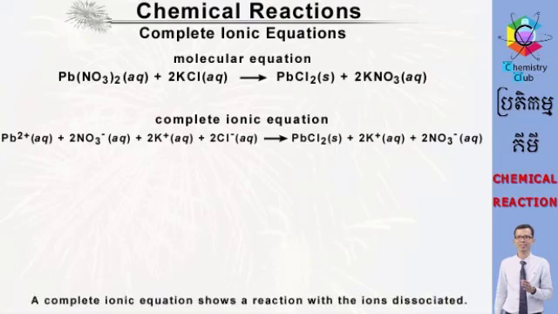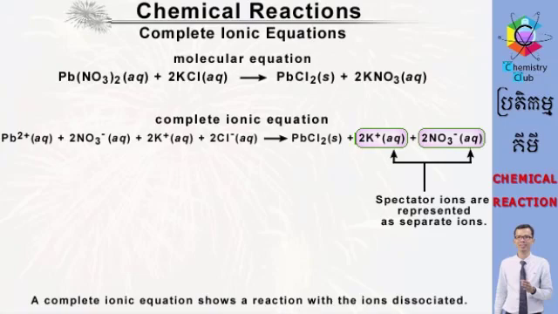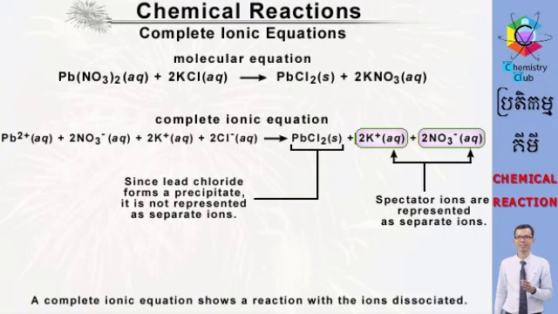The reaction of lead nitrate and potassium chloride can be rewritten in complete ionic form as shown on the screen. Spectator ions are represented as separate ions. Notice that lead chloride is not represented as separate ions. This is because the ions form a precipitate and are no longer separated in solution. The complete ionic equation allows one to see all the ions involved in the reaction and any other products formed, such as precipitates or gases.